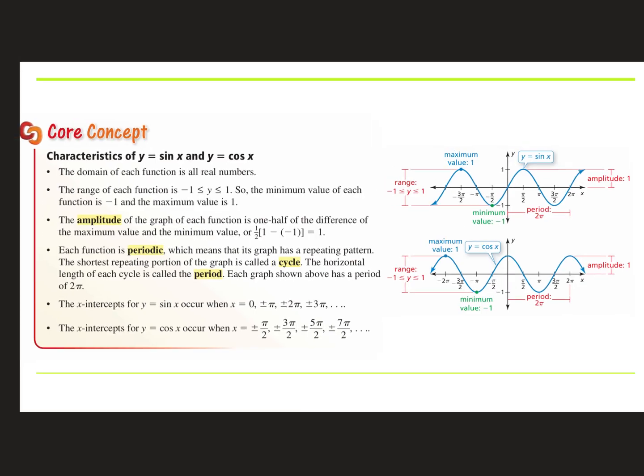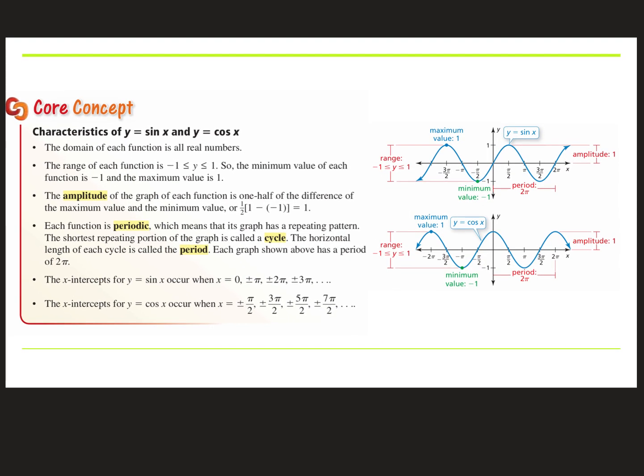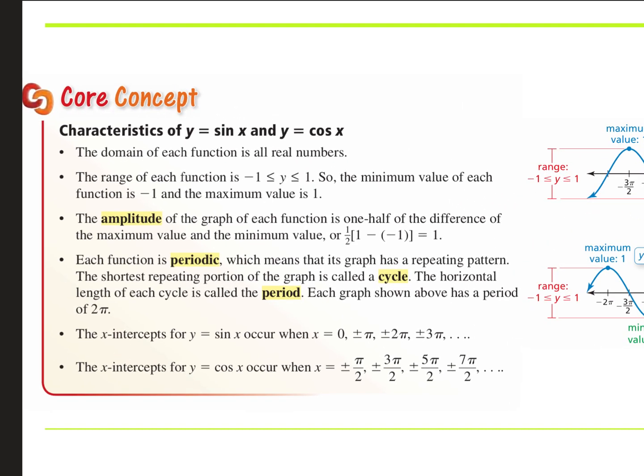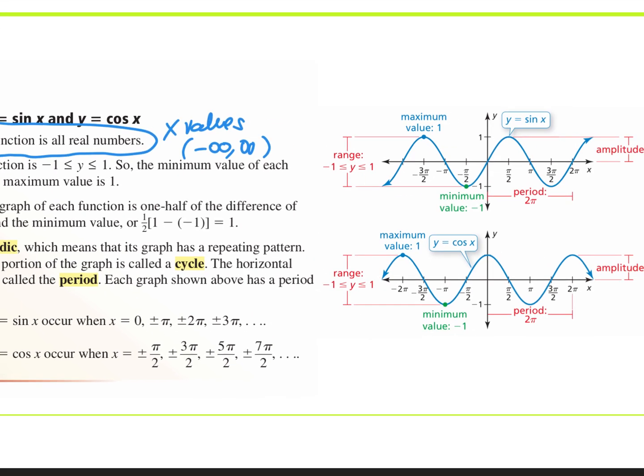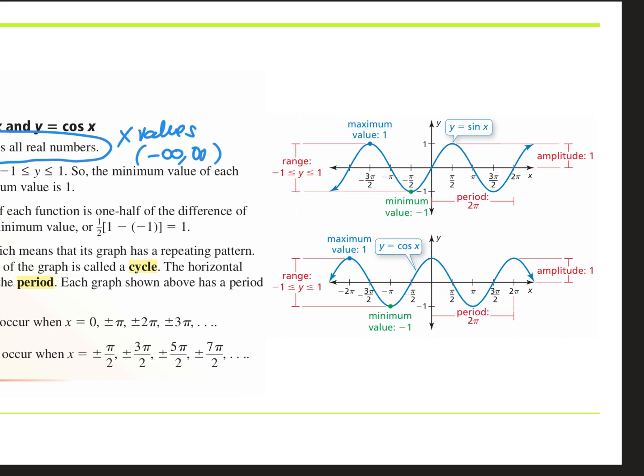All right, so here's some characteristics of the graph that you guys need to be familiar with. First thing I want you to notice is that the domain of each of these functions is all real numbers. Negative infinity to positive infinity. That means your x values are negative infinity to positive infinity. When we look at both of these, you see the arrows at the end? That means it goes on forever. This wave just keeps continuing in both directions, left and right. Okay, that's what that means.